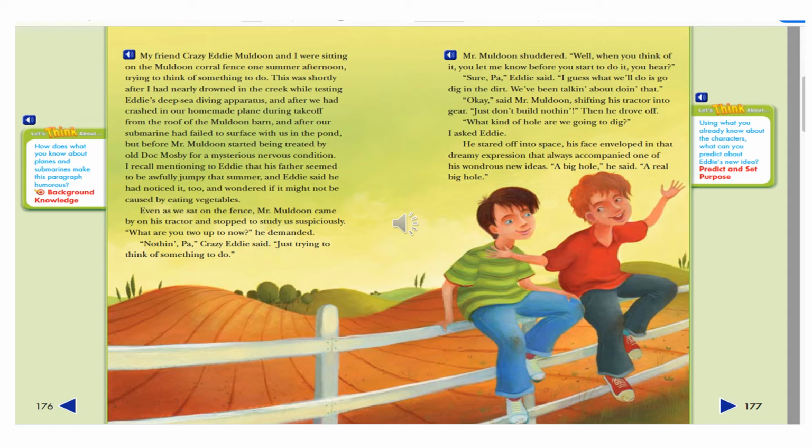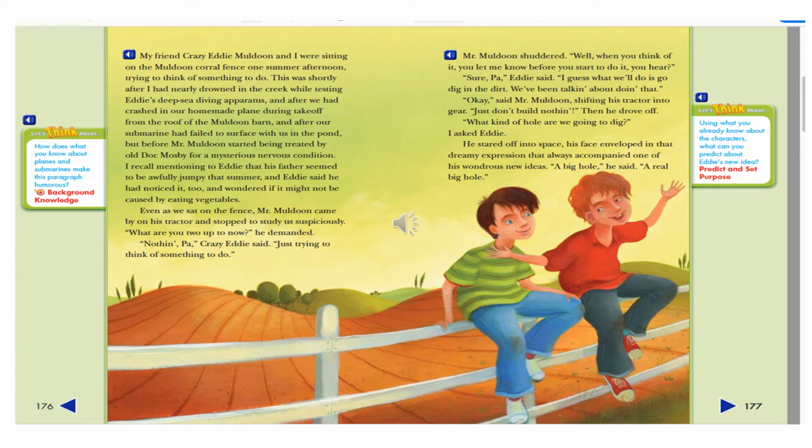My crazy friend Eddie Muldoon and I were sitting on the Muldoon corral fence one summer afternoon, trying to think of something to do. This was shortly after I had nearly drowned in the creek while testing Eddie's deep-sea diving apparatus, and after we had crashed in our homemade plane during takeoff from the roof of the Muldoon barn, and after our submarine had failed to surface with us in the pond, but before Mr. Muldoon started being treated by old Doc Mosby for a mysterious nervous condition. I recall mentioning to Eddie that his father seemed to be awfully jumpy that summer, and Eddie said he had noticed it too and wondered if it might not be caused by eating vegetables.